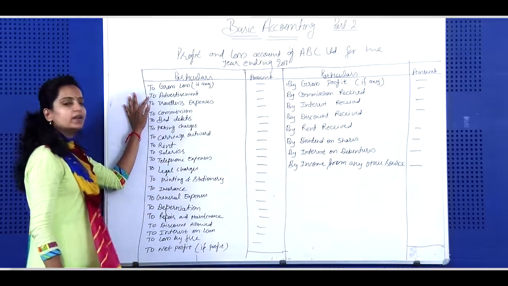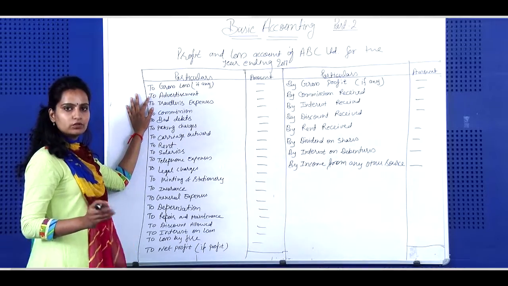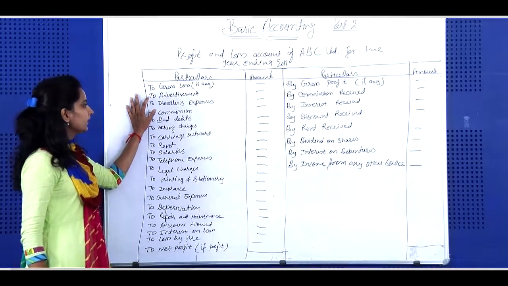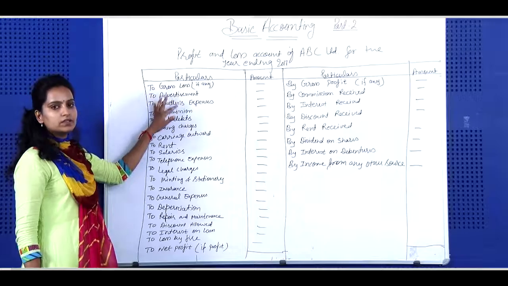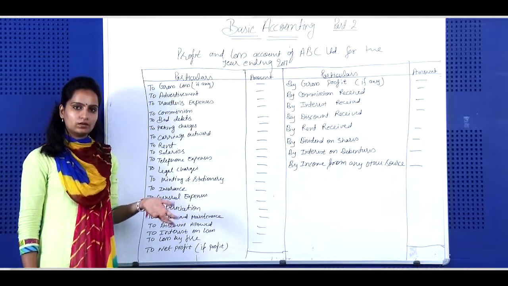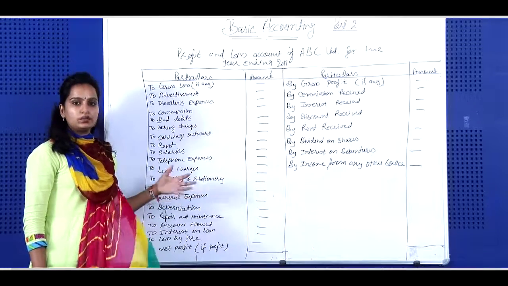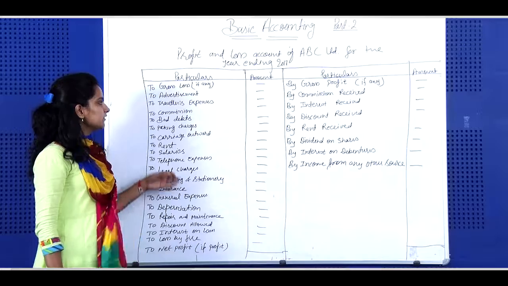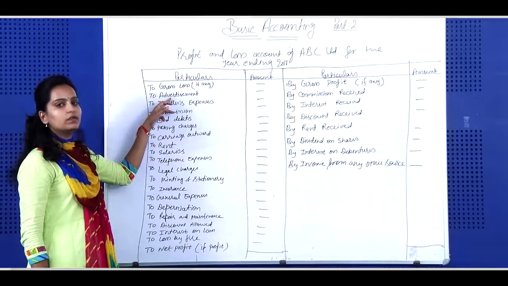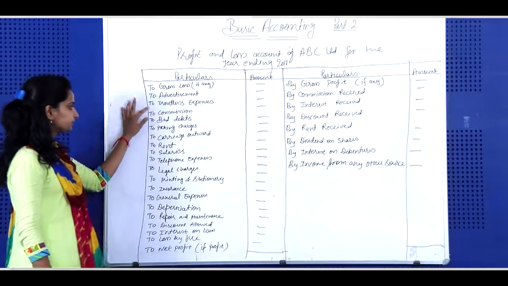First of all, indirect expense means the expenses which are not directly related to the manufacturing unit or the core product. Like first is 'to advertisement'. If we are advertising our product or promoting our company or products in the media and print media and all, so the expenses for the advertisement we will consider as indirect expenses.